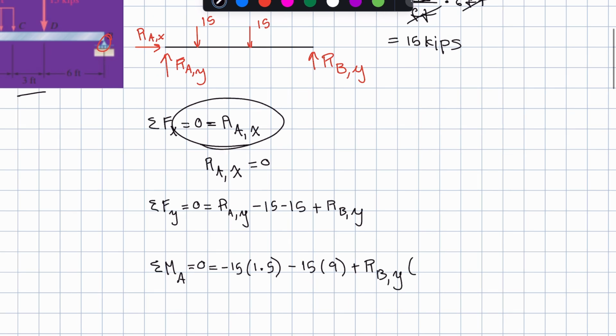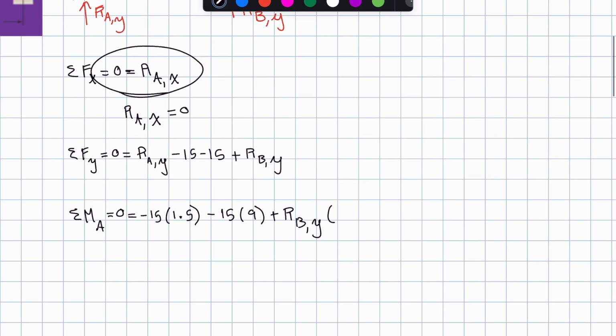And we're doing plus because it's going to cause a counterclockwise rotation, and that's our standard notation when we're doing a sum of the moments. And so now we have to do a little bit of algebra to move this around and to figure out what the reaction is. I'm just going to skip that step and say the reaction at B is equal to minus 15 times 1.5 minus 15 times 9 divided by 15. And if you don't see where that 15 came from to divide by, it's just this guy right there.